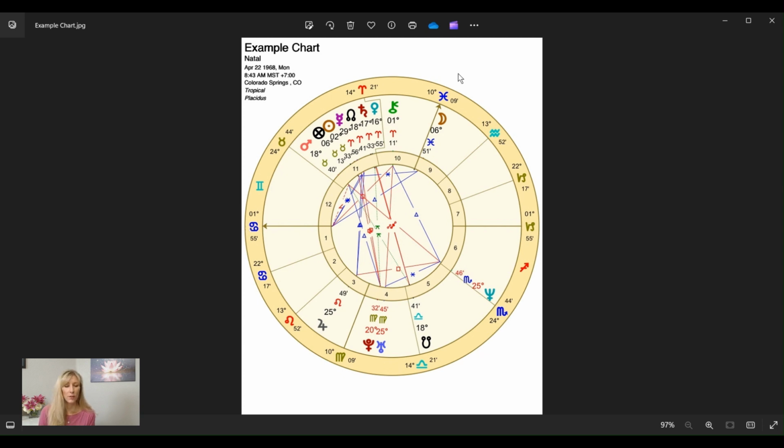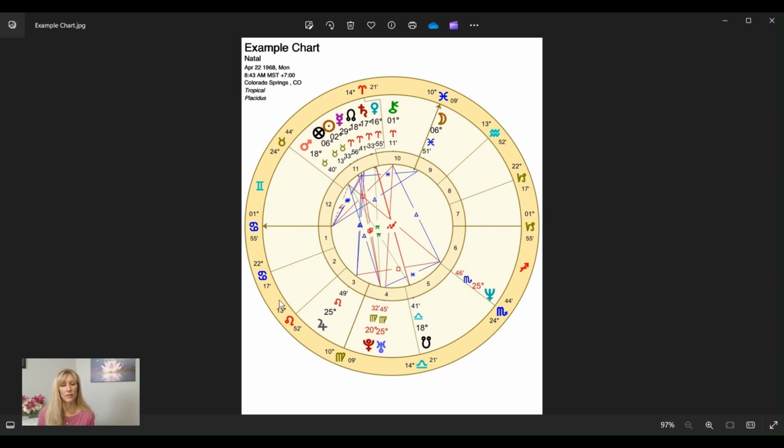Along the perimeter of the wheel, we have all the zodiac signs. And these are important to note because they will tell us what constellations the planets were in when you were born. So in this case, we see that there are a lot of planets in both the sign Taurus and the sign Aries. And the time of your birth is what determines where all these signs line up.